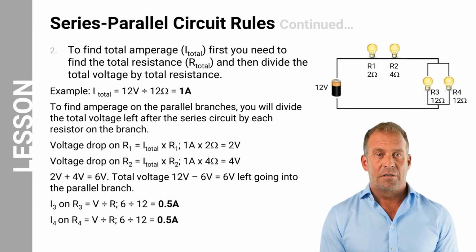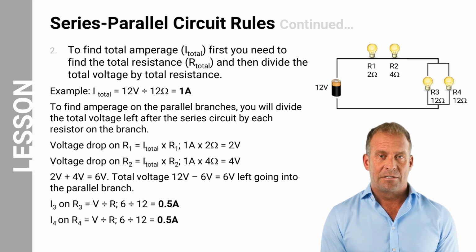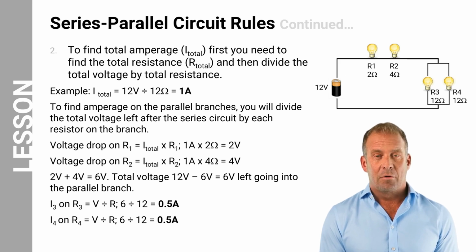To find the current in the parallel branches, we must first account for the voltage drops across the series components. The voltage drop across R1 with 2 ohms is 1 ampere times 2 ohms, which equals 2 volts, and across R2 is 1 ampere times 4 ohms, equaling 4 volts. These series voltage drops total 6 volts, leaving 6 volts for the parallel branch.